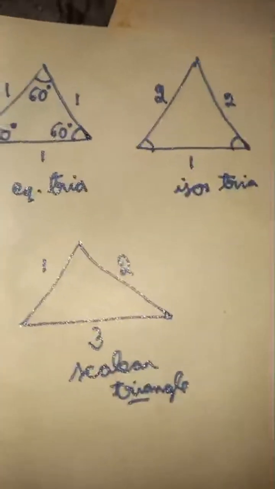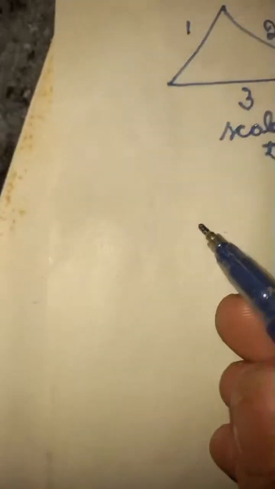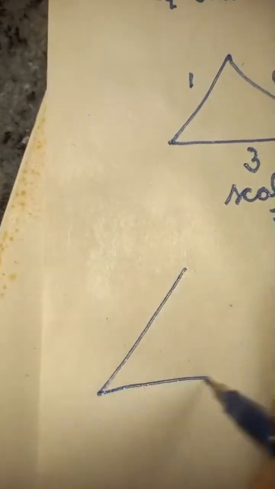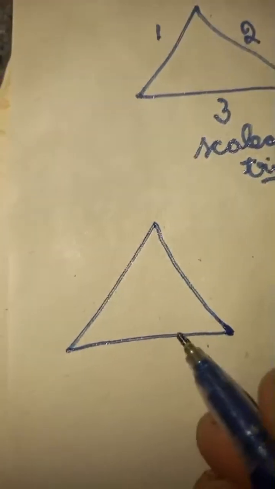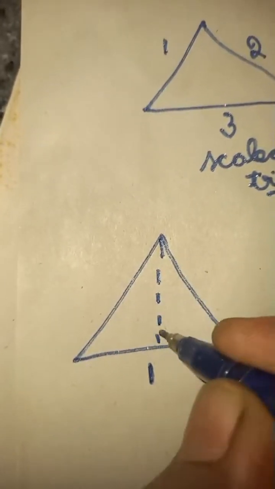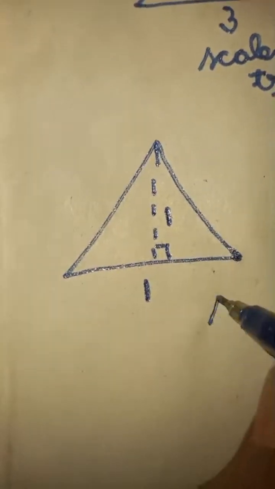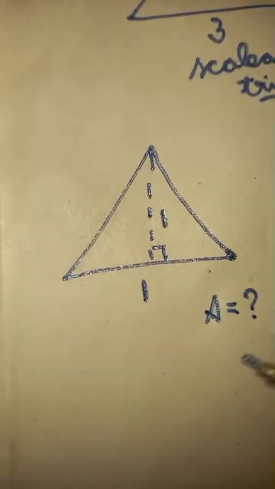Here, let's first take this one. Now I am going to take a normal triangle. In a normal triangle, they have given the base and the perpendicular height. Here the base is 1 unit, and the perpendicular height is 1 unit. You need to find out the area of this triangle.